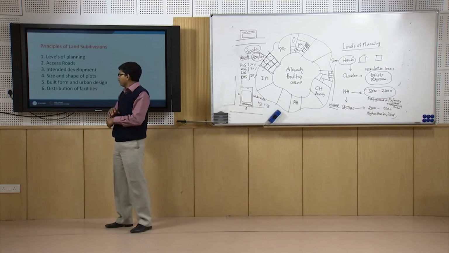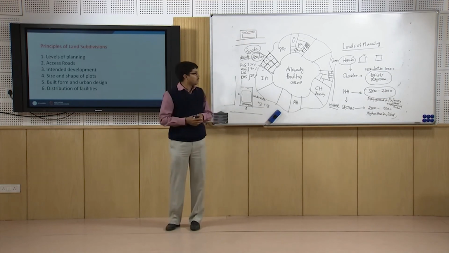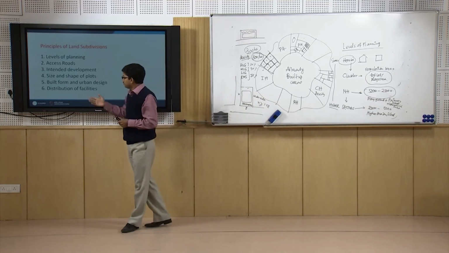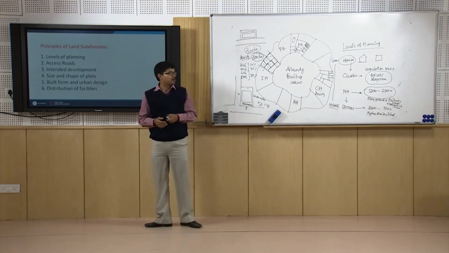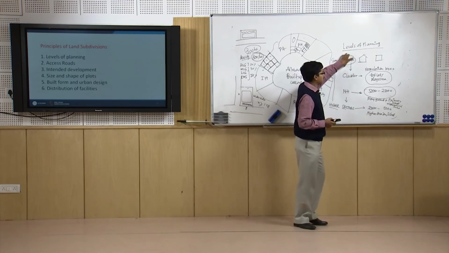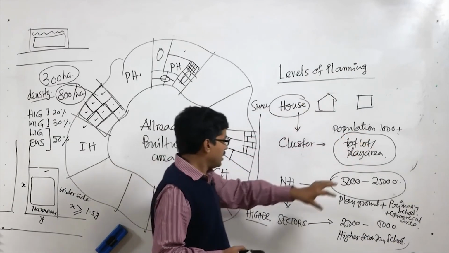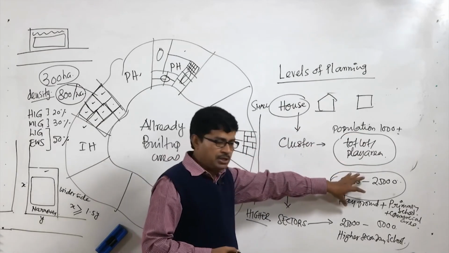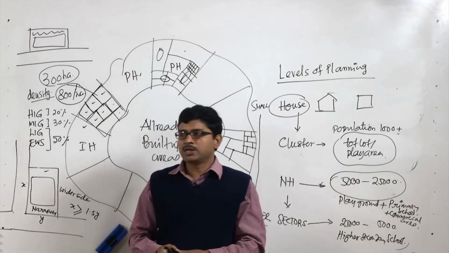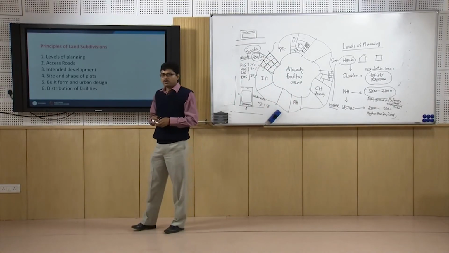Then the next point is the built form and the urban design, and how we consider the built form over the whole area. I will show some pictures, and you will understand the desired built form. Then the distribution of facilities. Facilities can also be distributed at the level of planning. We said that at the house level some facilities are given, at the cluster level a few other facilities, at the neighborhood level a few other facilities, and at the sector level some bigger facilities are given. So, facilities are given at various levels, and these levels of planning are defined by the facilities.